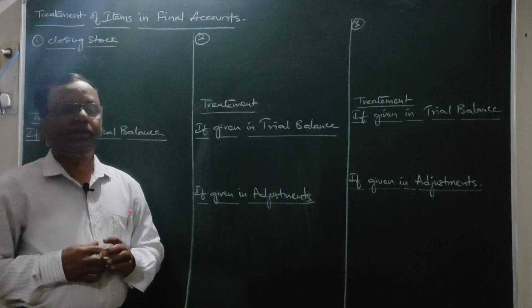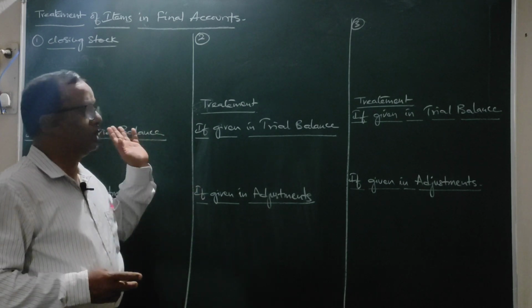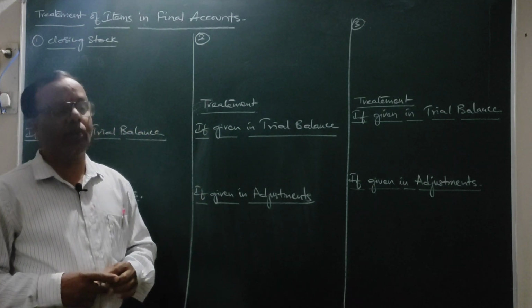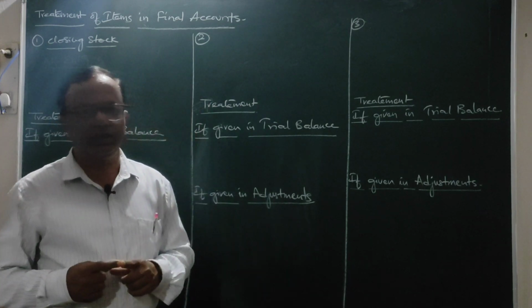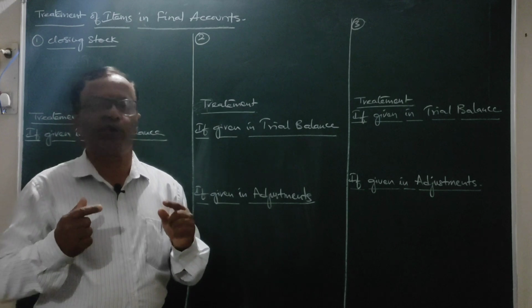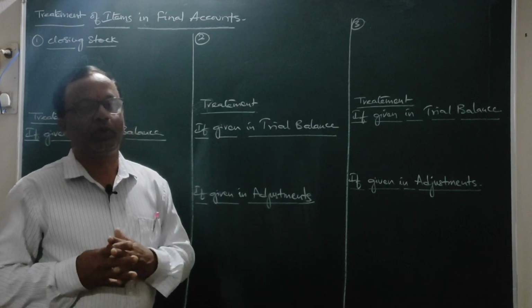Now, in our last class yesterday, we discussed the final accounts. Final accounts basically consist of trading account, profit and loss account, and balance sheet. We discussed what items will be there in the trading account, profit and loss account, and balance sheet. Today let's continue the same topic.